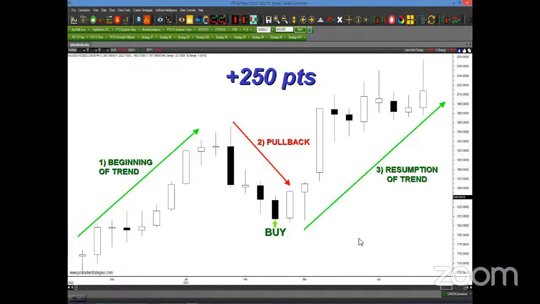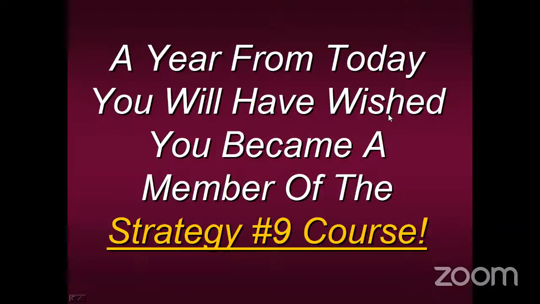If you'd like to look at a weekly chart, here's a perfect example of the pullback process. Phase 1, the beginning of the trend on a weekly time frame. Phase 2, the pullback. Right at the very low, a buy signal was generated to go long gold in February. And phase 3, the resumption of trend, 250 basis points. So it makes no difference what time frame, makes no difference what market you're looking at, okay?